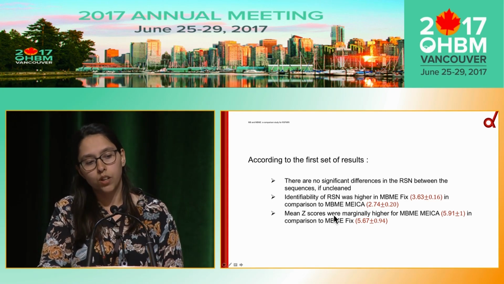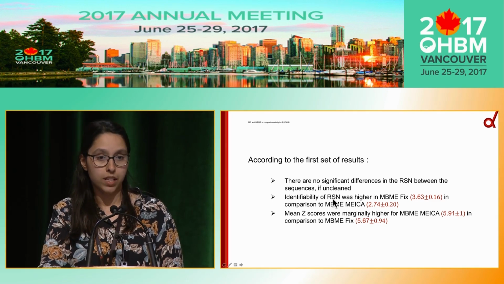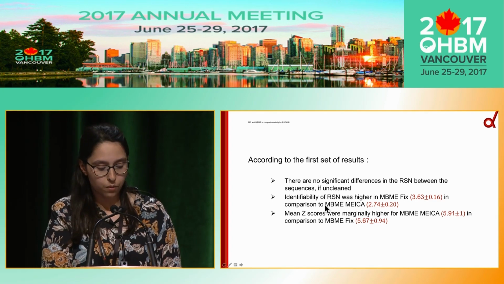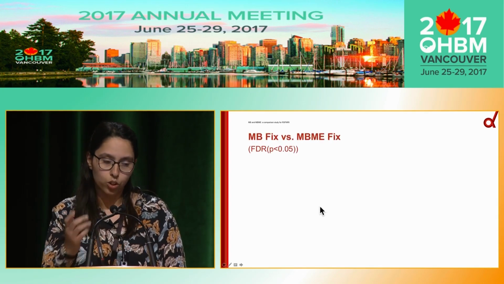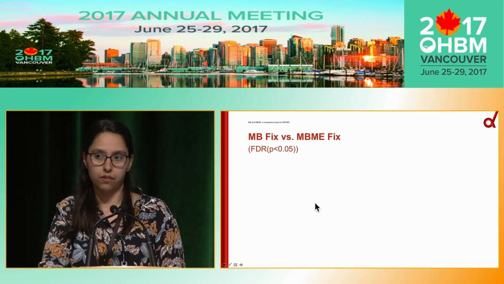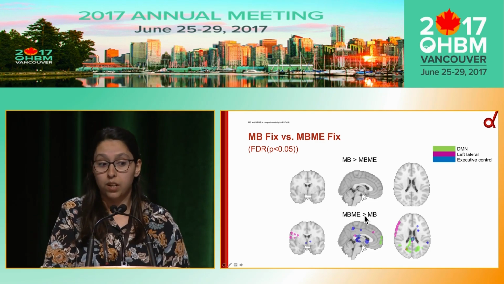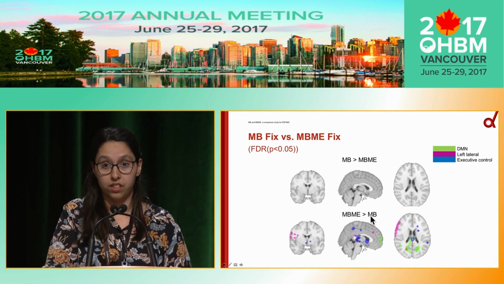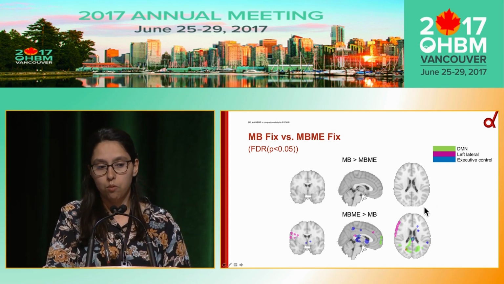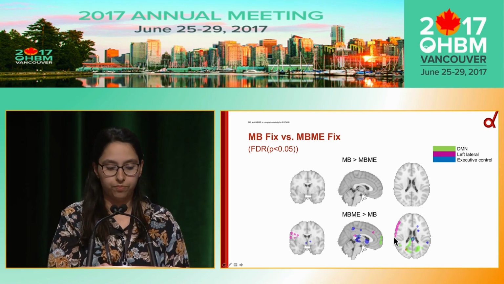So we were a bit surprised: why is the significant difference not appearing when you clean the data in multiband multiecho, if the mean z-scores and the identifiability are higher in multiband multiecho? So the next step we took was to compare both sequences using a similar cleaning method, without any surprises from the different cleaning techniques. And then we found that multiband multiecho actually has some differences. There is no huge difference between these two, but there are some differences in these 3 networks, and these differences are not in multiband, they are in multiband multiecho.